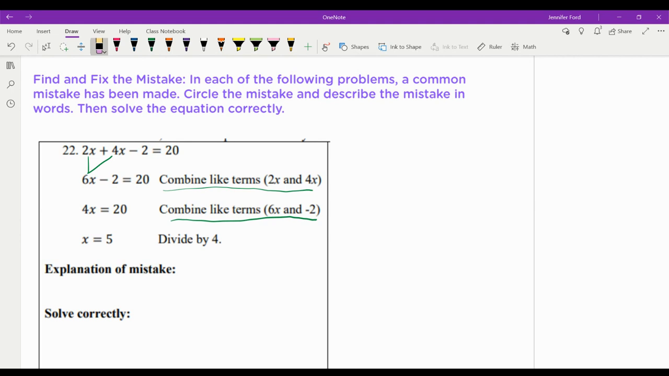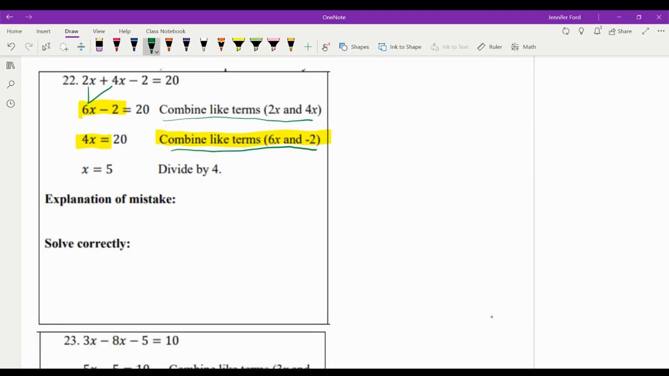So the reason it's not correct is because 6x and 2 are not like terms. So this was their mistake right here. 6x and negative 2 are not like terms. And then to solve it correctly, I'm going to do it over here.